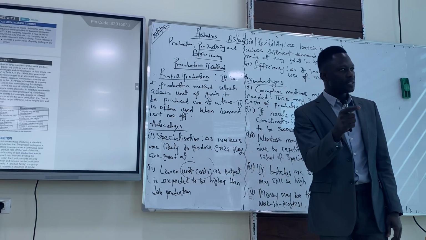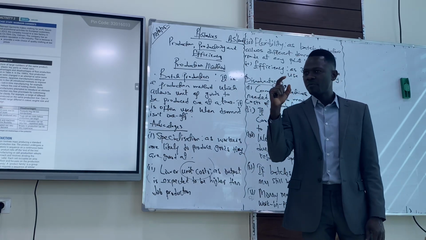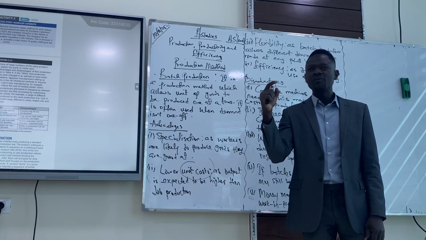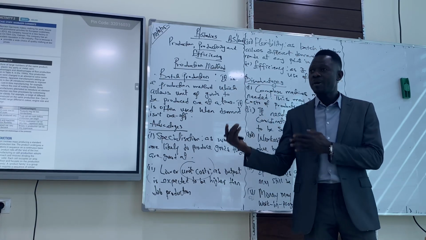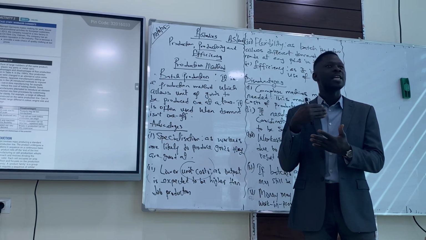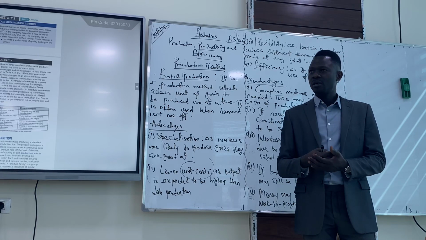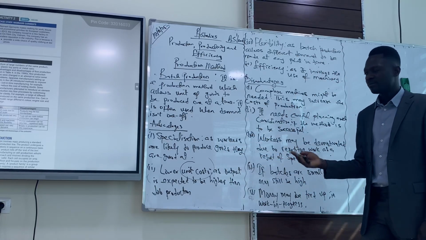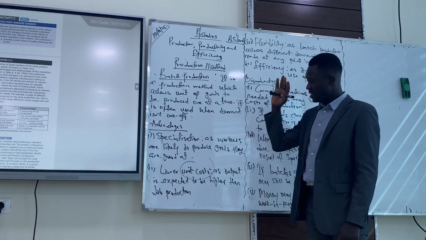Because you use equipment, it is expected that your average cost of production would fall. Your cost of production would reduce because equipment will not make mistakes. Machines will not make mistakes. Machines will not get tired. Do we understand efficiency here? So these are the advantages of batch production.